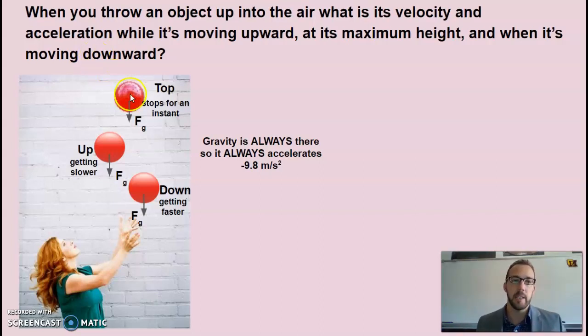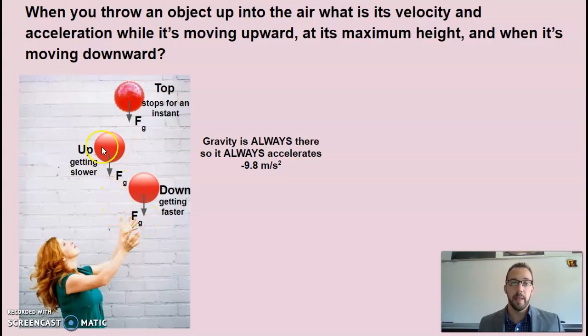No velocity at the highest possible point, but then it's going to get faster and faster and faster as it falls back down to you. So that's the velocity through the entire path of something that you throw up in the air. It slows down on its way up, it's 0 at the top, and gets faster and faster and faster on the way back down. What's the acceleration?